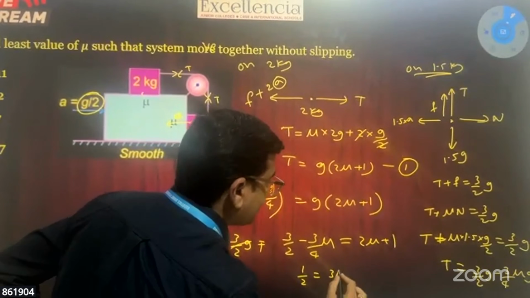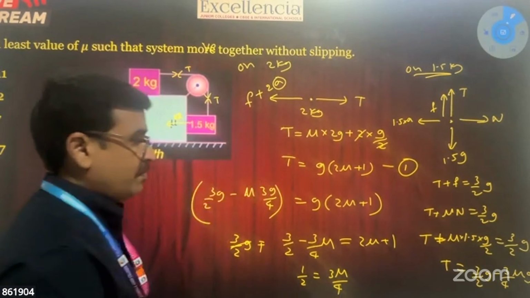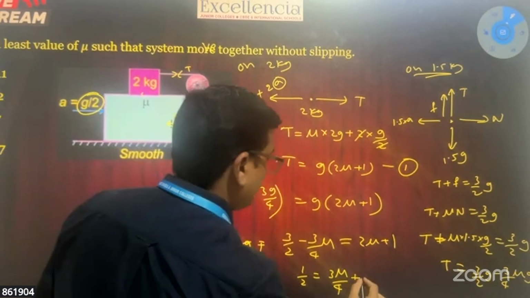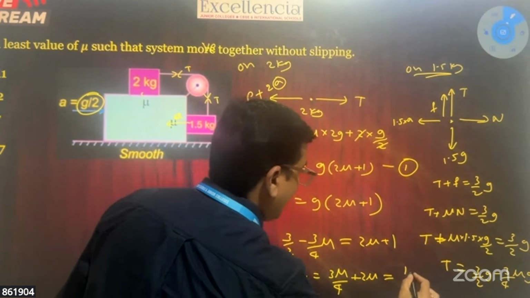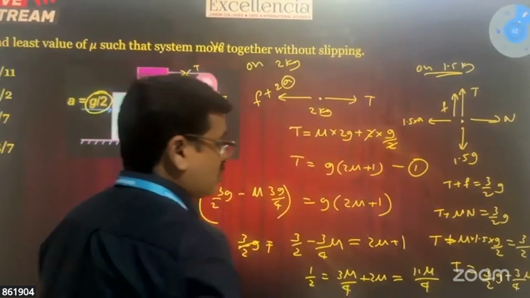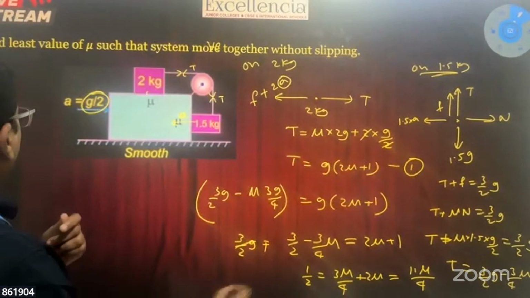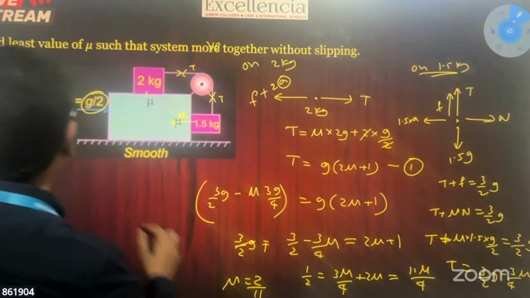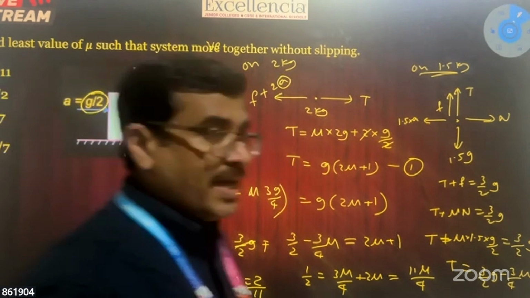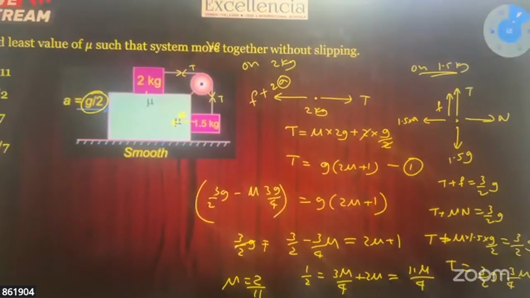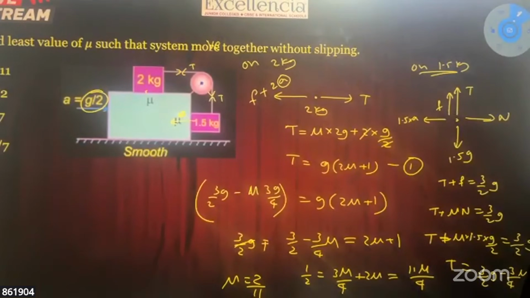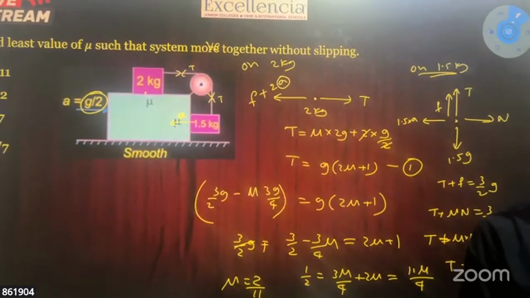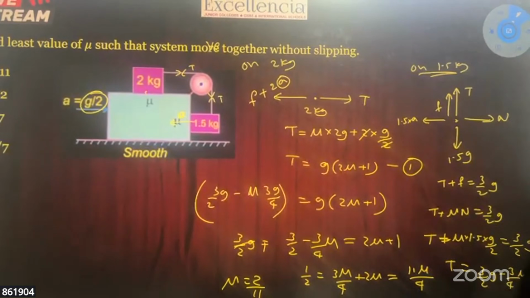This is equal to, on the other side, 3 mu upon 4 plus 2 mu. So this is 11 mu divided by 4, which must be equal to 1 by 2. Therefore, on solving this, we get mu equal to 2 upon 11 as the correct answer. So like this we can obtain it, and this is how the question was asked from laws of motion.